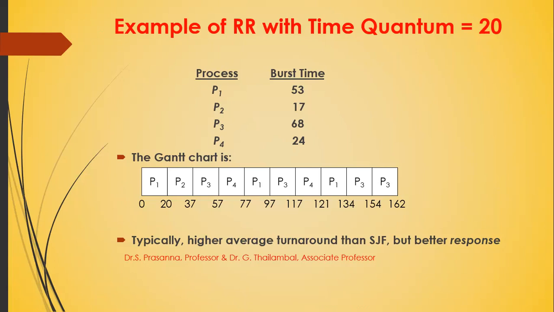The time quantum is given as 20. If the time quantum increases, more processes will be in a waiting state. Therefore, you have to assign a lower time quantum for better performance.